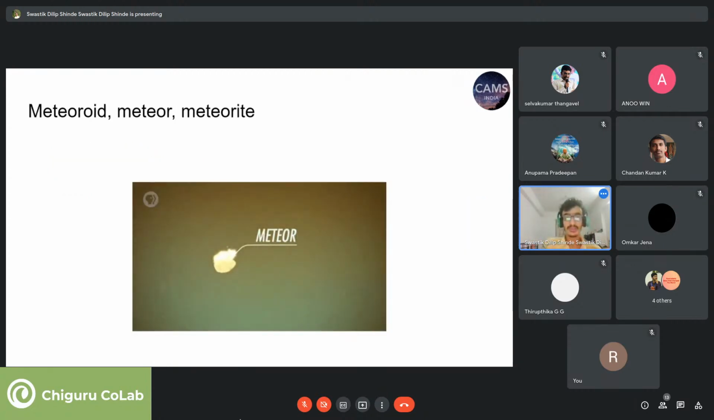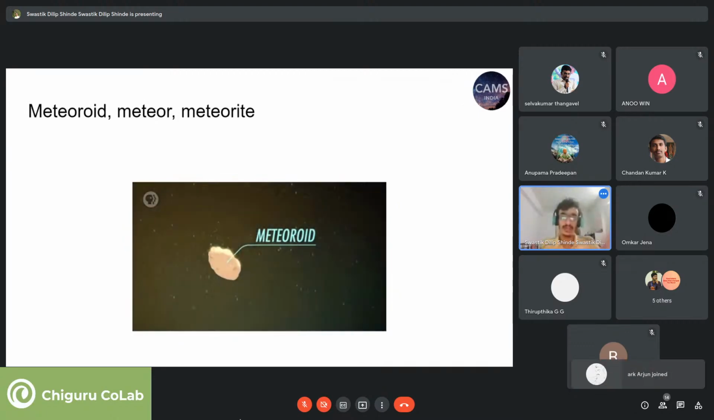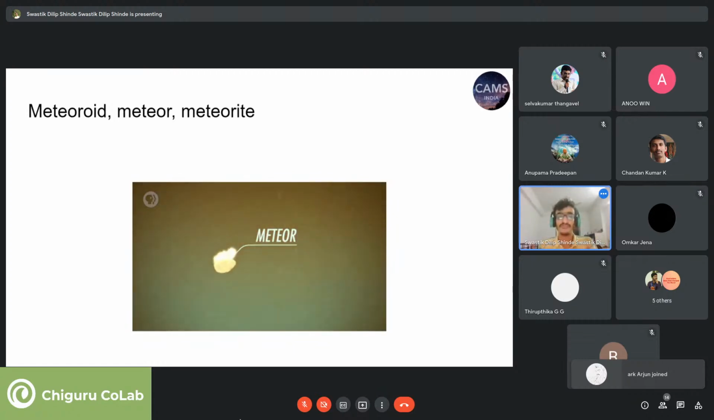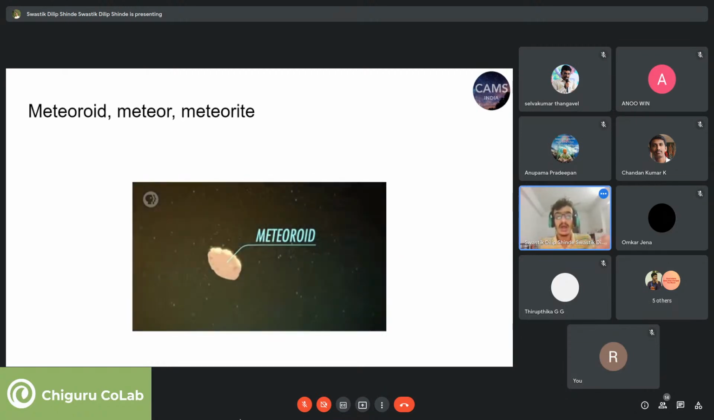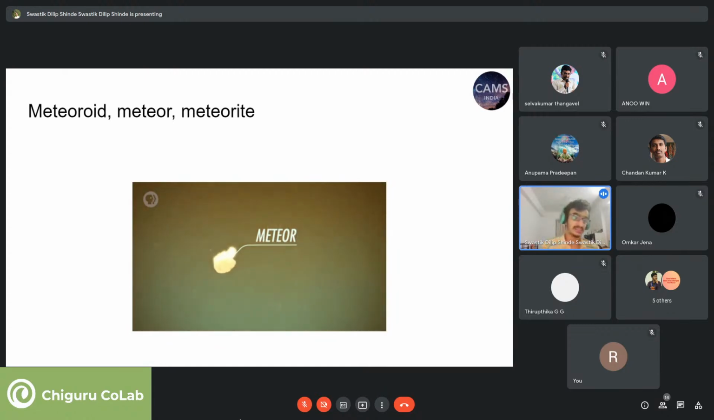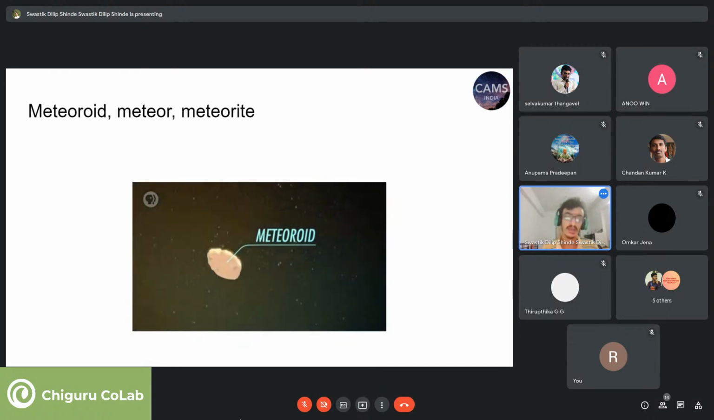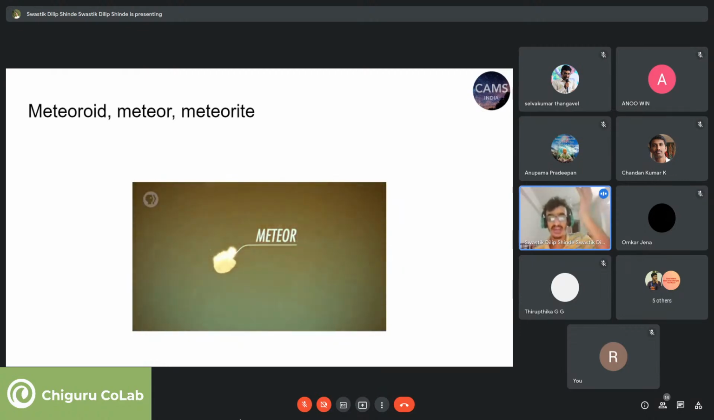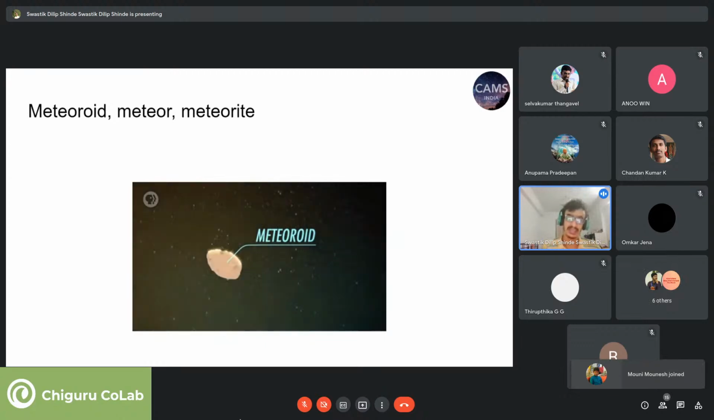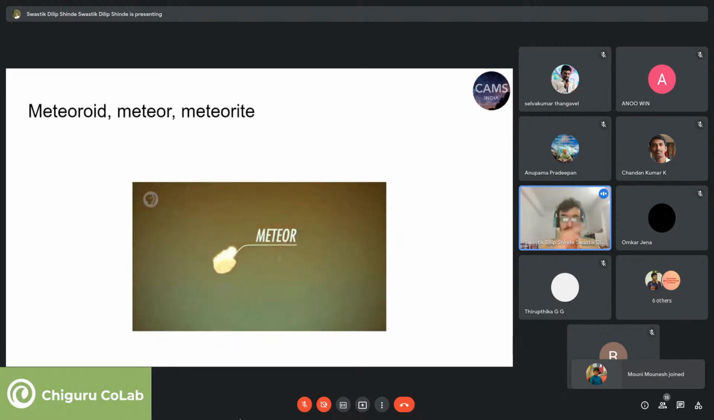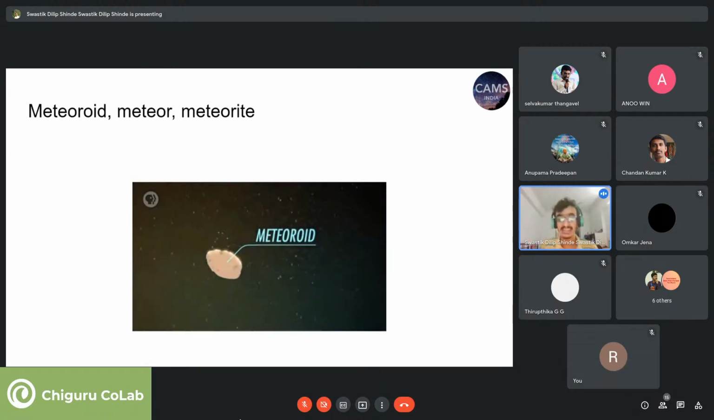Okay, so now let's come to meteorite. Generally meteor and meteorite are the same rock. The rock is called a meteoroid when it is out in space. When it enters the atmosphere of Earth and starts burning, it's called a meteor, and when it reaches the surface of Earth, it's called a meteorite. One thing to note is that a meteor which is a part of a comet, 99.9% of the time, never reaches the surface of Earth.